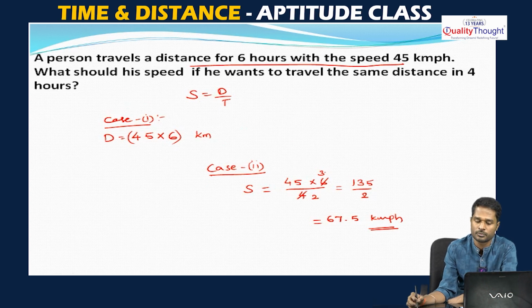2 2s are 4, 2 3s are 6, 3 5s are 15, 3 4s are 12 plus 1 is 13, so 13.5 by 2. 2 1s are 2, 2 6s are 12, 1 will remain, 2 7s are 14, 2 5s are 10. So the required speed to travel the same distance in 4 hours is 67.5 kilometers per hour.